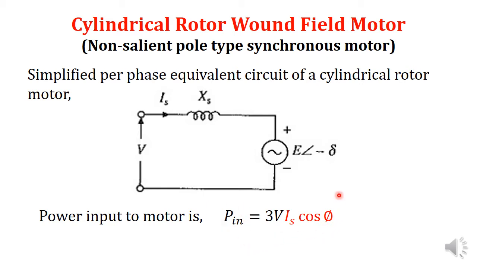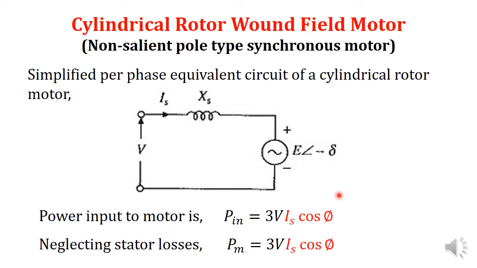Before that, let's make an assumption that the stator losses are neglected. So neglecting stator losses, the mechanical power developed is equal to 3 V Is cos phi. That means input power will be equal to mechanical power developed if stator losses are neglected. So Pm is equal to 3 V Is cos phi. Now let's obtain the expression for Is cos phi.